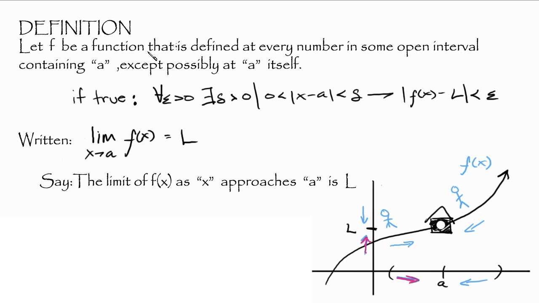So this definition holds if the following statement is true. For all epsilon greater than 0, there exists a delta greater than 0. Let me stop right there. I'm sure some of you are like, what does that mean?